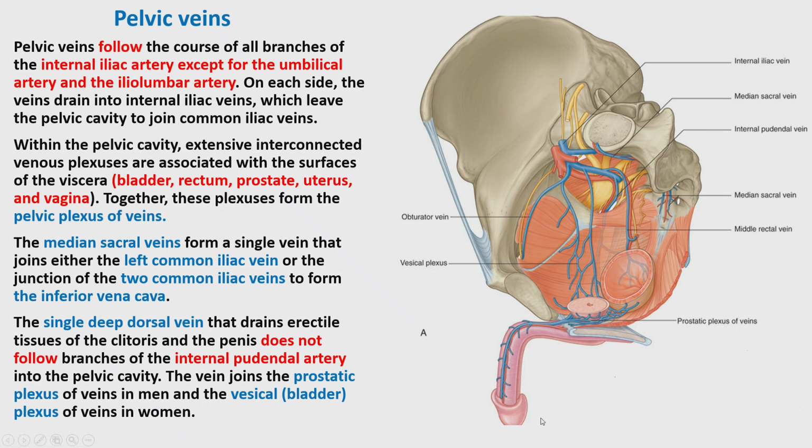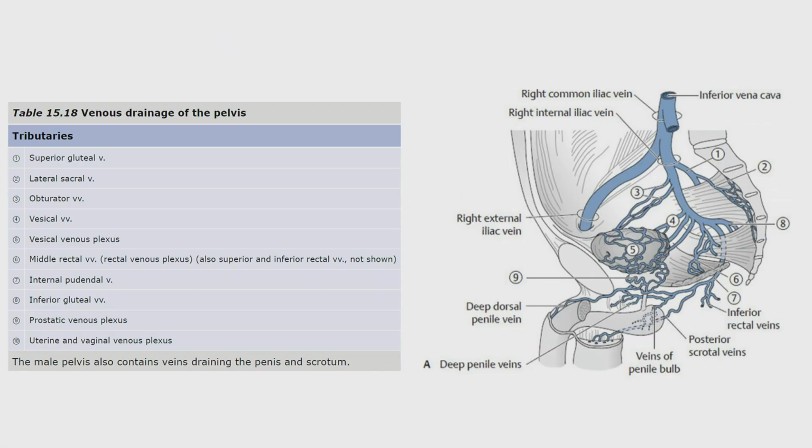So this is one thing, and the other one is the single deep dorsal vein of the penis, or clitoris of course, which is draining the erectile part of the penis or clitoris. It doesn't follow the internal pudendal artery, because those arteries are normally a branch of the internal pudendal artery, but in the male, it's draining to the prostatic plexus, and in the female, it's draining to the vesical or bladder plexus.